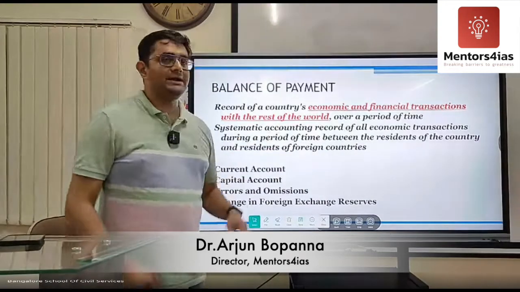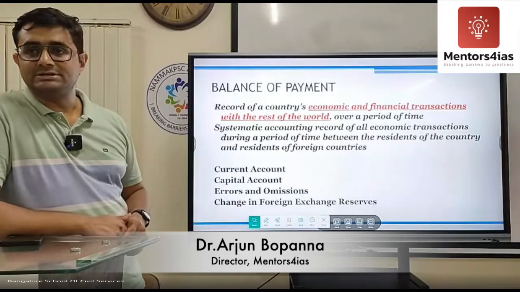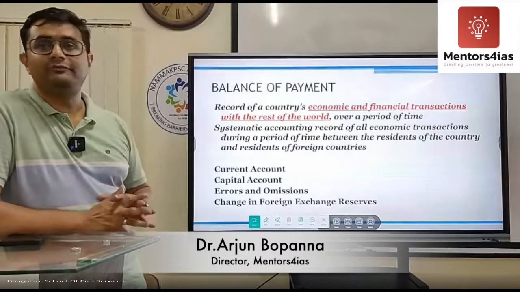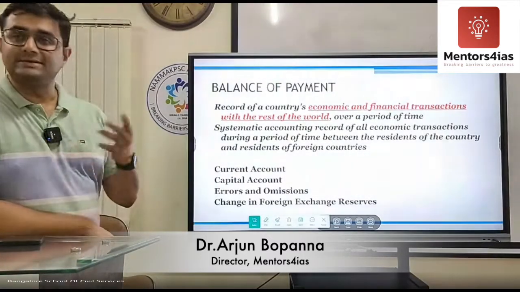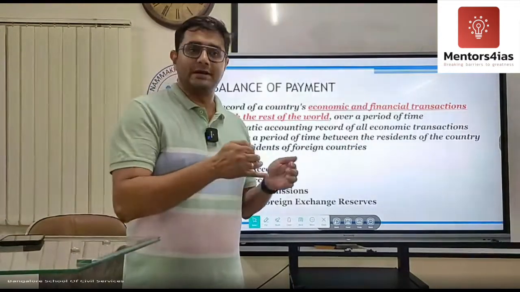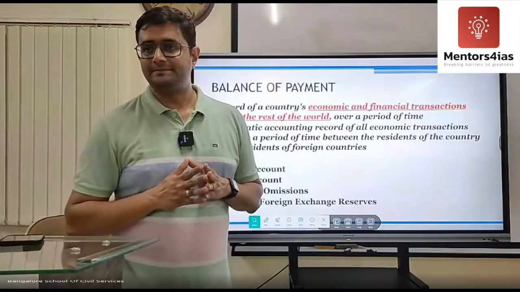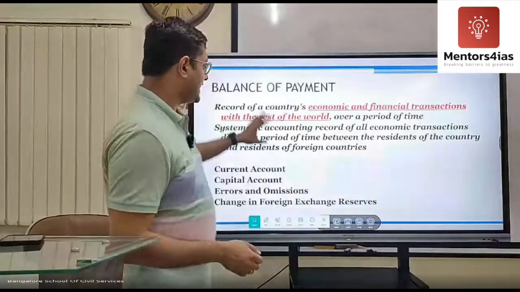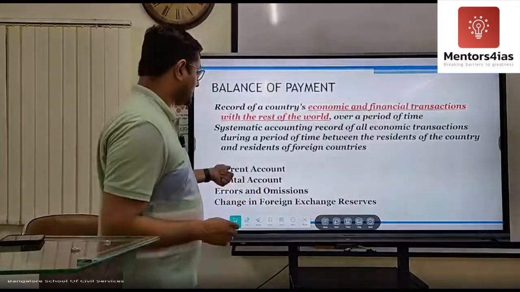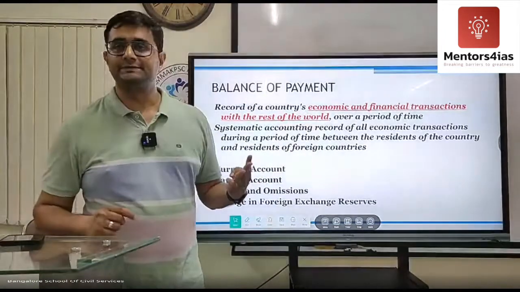So it is a systematic accounting record of all economic transactions that happen between the residents of the country and the residents of foreign countries. In simple words, it is a tracking mechanism to determine how much money is coming to India and how much money is going out of India in terms of foreign currency. It has mainly three things that are tracked: your current account, capital account, and foreign exchange reserves.